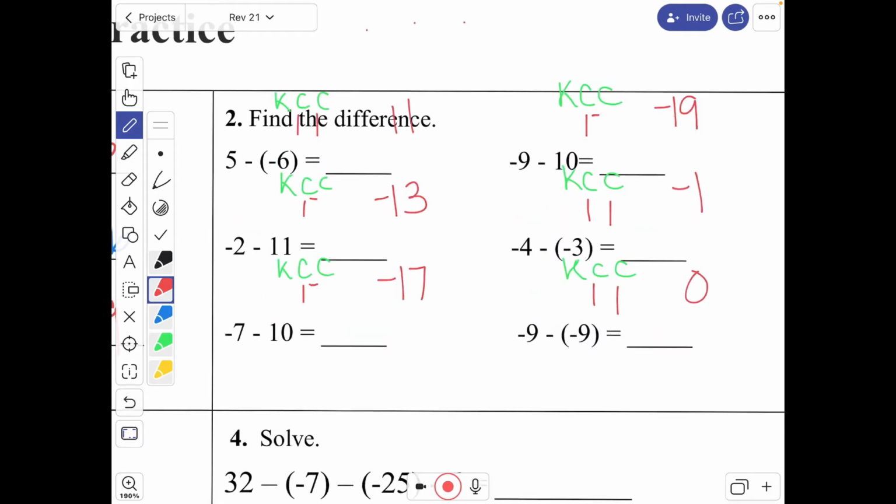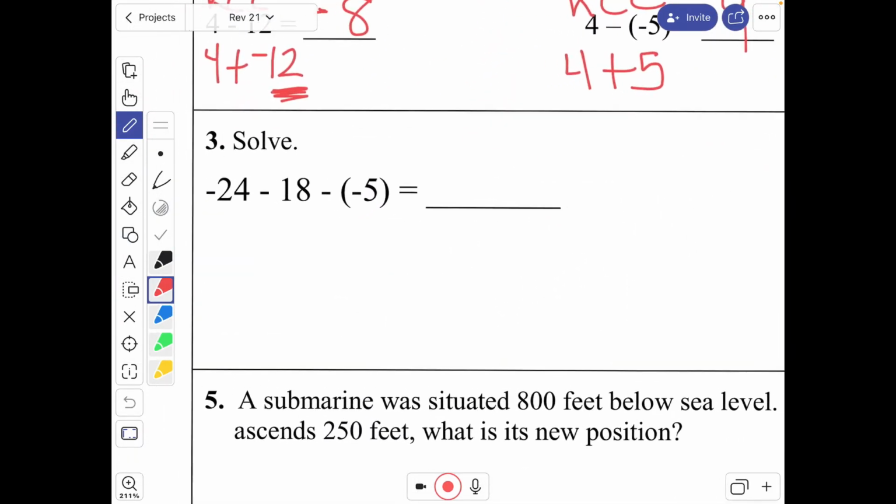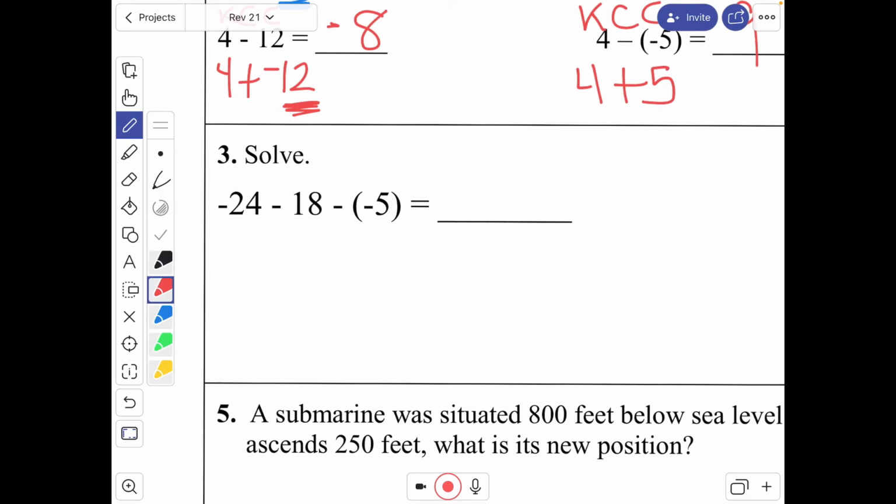I know everybody got those right. Let's move on to number 3. We have negative 24 minus 18 minus negative 5. So again, everywhere you see a subtraction sign, we're going to change it to addition, and then we're going to change the sign of the number behind it. So that's a positive 18. He needs to become a negative 18. There's another minus sign, make it plus, and the number behind that one is negative 5, so let's make it positive 5.